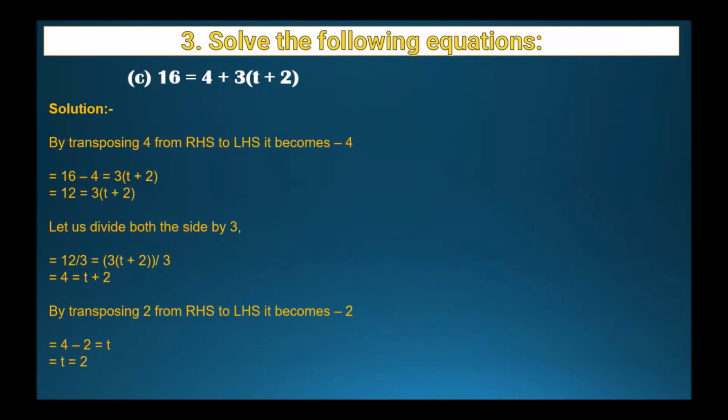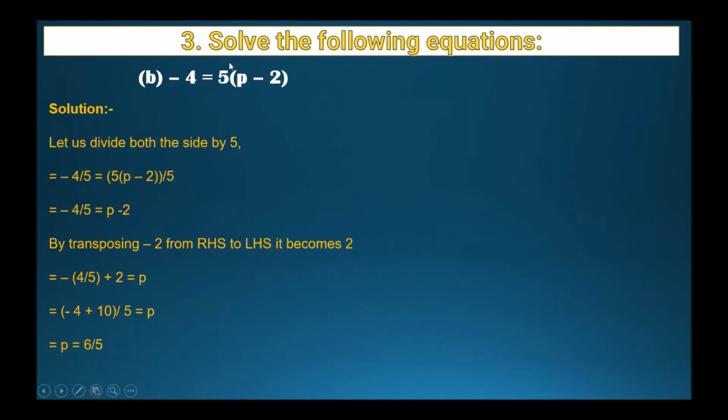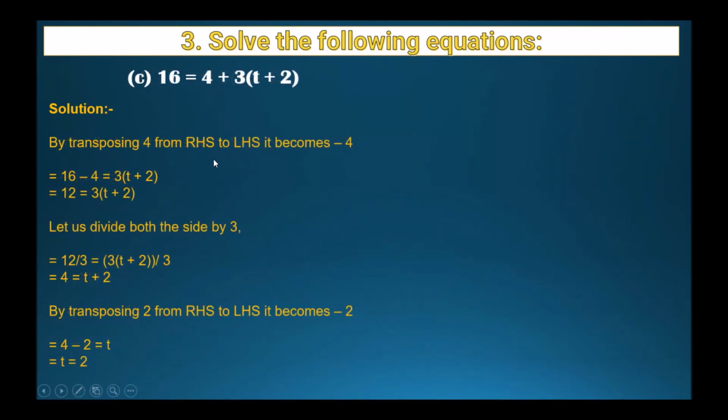Next, 16 equals 4 plus 3t plus 2. Now first we will bring 4 from RHS to LHS. So this 4 will come here. So it will become 16 minus 4 equals 3t plus 2. So 12 equals 3t plus 2.